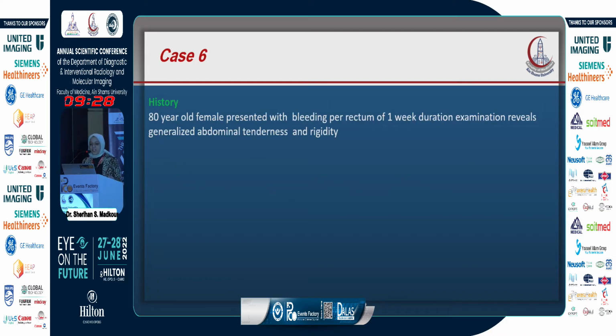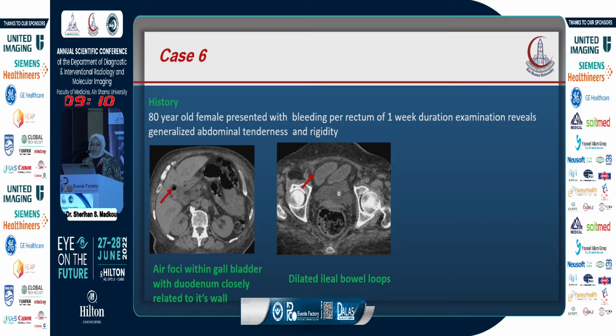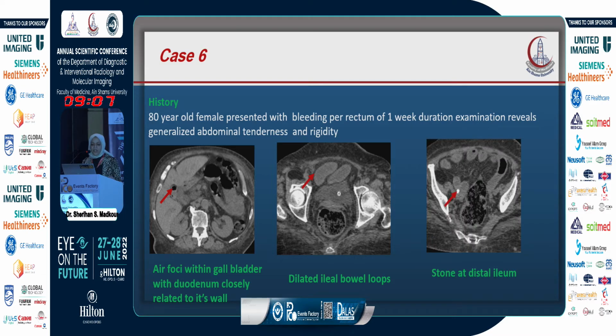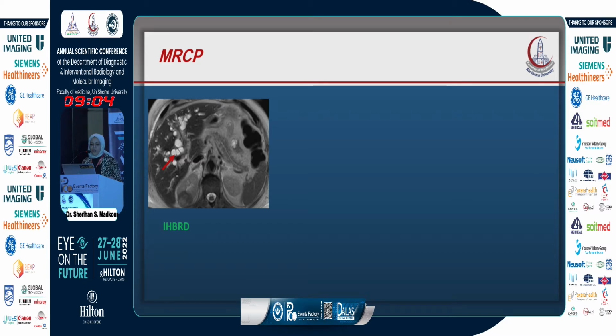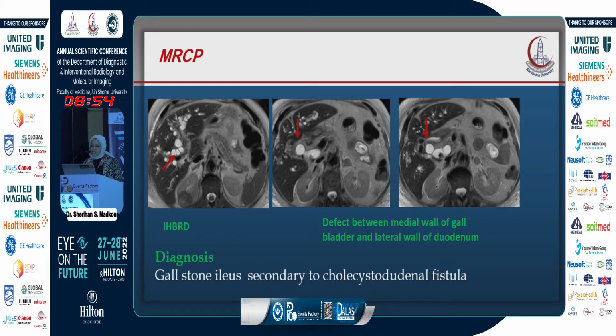Case 6, an 80-year-old female presented with bleeding per rectum of 1 week duration. Examination revealed generalized abdominal tenderness and rigidity. CT reveals air foci within the gallbladder with the duodenum closely related to its wall, and a dilated ileal bowel loop down to a stone at the distal ileum. MRCP revealed moderate to marked intrahepatic biliary radicle dilatation and a defect between the medial wall of the gallbladder and the lateral wall of the duodenum. Diagnosis: gallstone ileus secondary to cholecystoduodenal fistula.